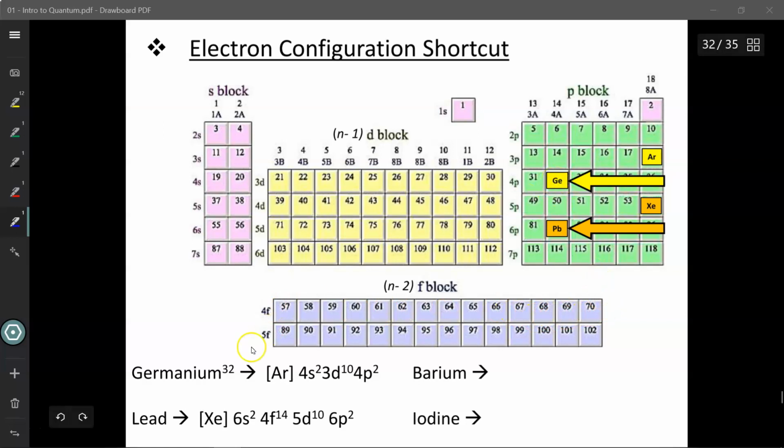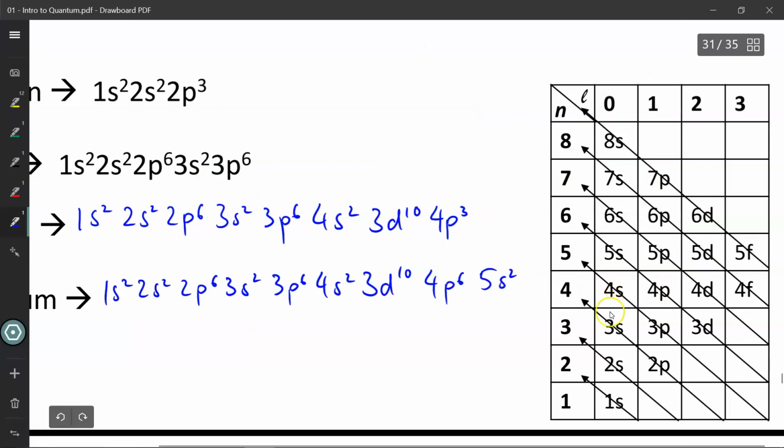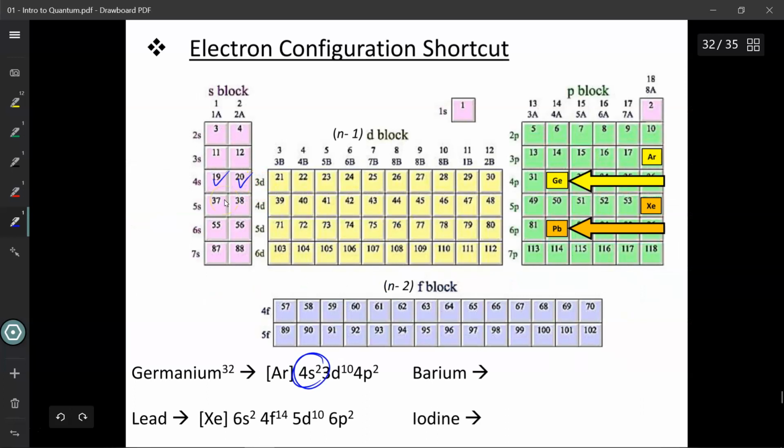Now take a look at germanium. Germanium has 32 electrons that we have to factor in. But with the shortcut method, instead of writing out all the electrons that came before it, we can instead replace those with the noble gas that came before germanium. So that in this case would be argon. So starting with argon, we can then move on to the 4th shell. 4s1, 4s2, and after 4s2 is a 3d. And then we have a 3d1, 3d2, 3, 4, 5, 6, 7, 8, 9, 10.